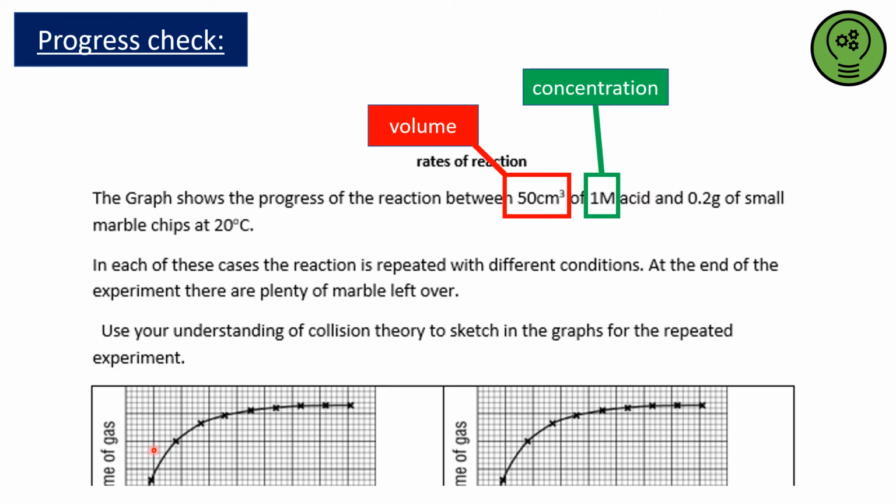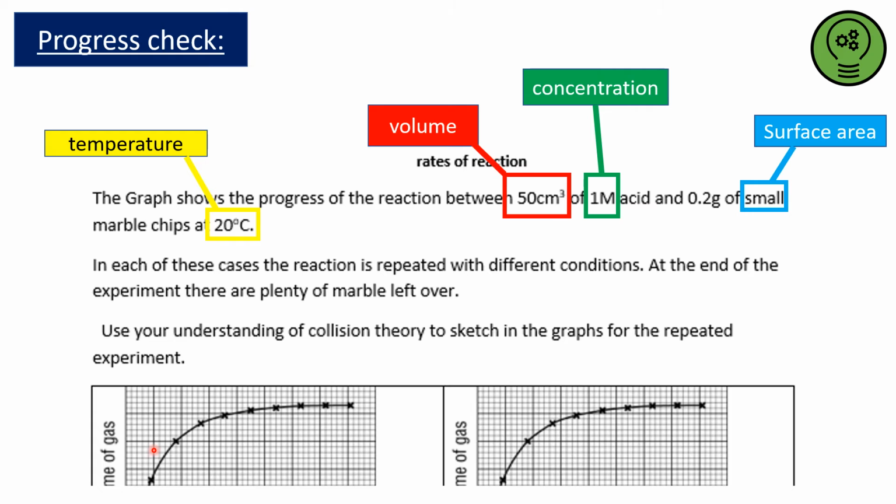The 1 molar acid is concentration, and you should have remembered that from Unit 3, looking at concentration and looking at acids and alkalis. Here it says small marble chips, so that's talking about the surface area. So if they're small, you're going to think, well, they've got a large surface area, so it's going to be a faster rate of reaction. And then of course 20 degrees, hopefully you've got this is temperature.